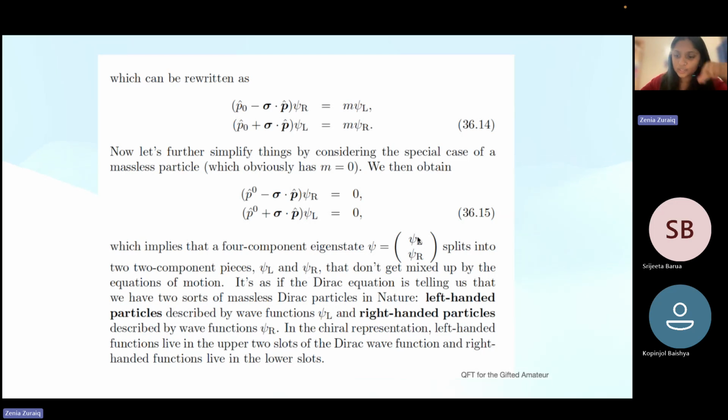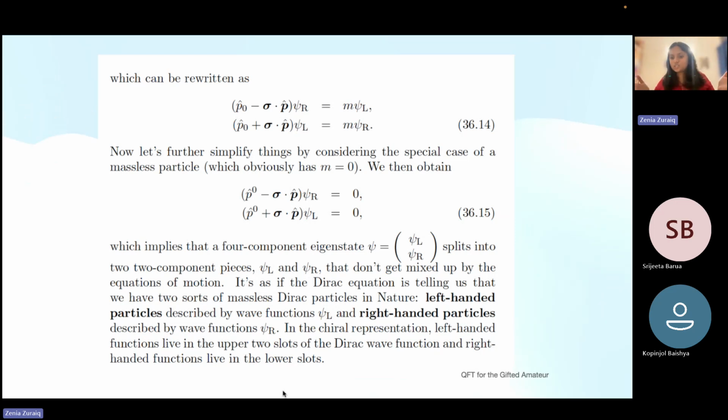So basically, the four-component eigenstate, psi L psi R. Remember, psi L has two components, psi R has two components, splits into two-component pieces, psi L and psi R, that don't get mixed up by the equations of motion. It's as if the Dirac equation is telling us that we have two sorts of massless Dirac particles in nature: left-handed particles which have psi L and right-handed particles described by psi R. In the chiral representation, which is this, the Weyl representation or the chiral representation, left-handed functions live in the upper two slots and right-handed live in the lower two slots.